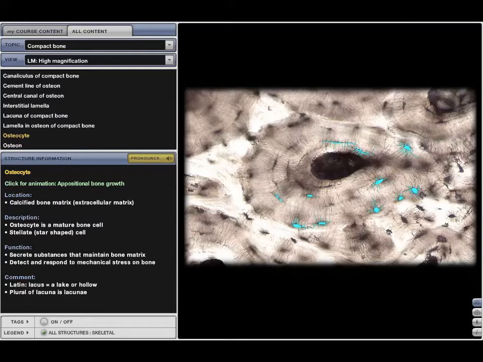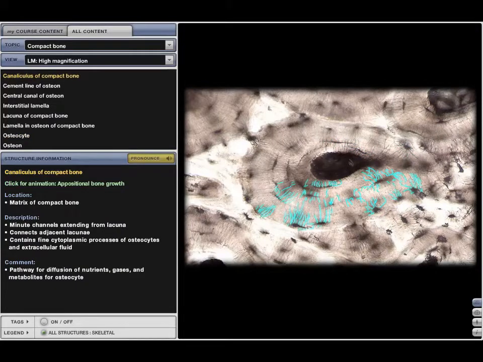What we didn't see in the scanning electron micrograph and what we can see in this light micrograph are these small channels between the lamellae, the canaliculi. These are spelled canaliculi. And again, the osteocytes extend cytoplasmic processes into the canaliculi, which enables them to communicate with each other and with the central canal. So those are the most important features of the osteon.